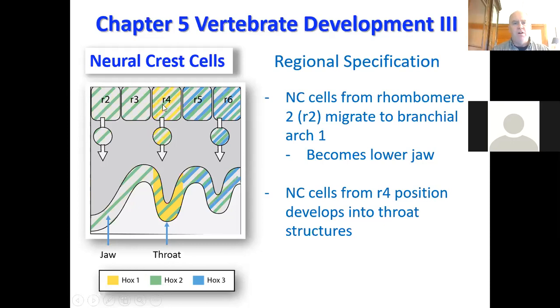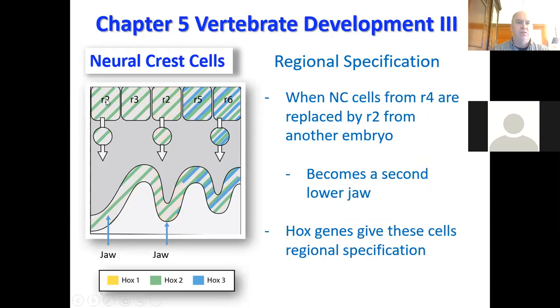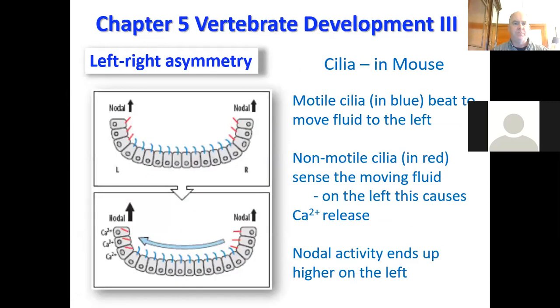But because there are 4, they will always be throat. So if we took this and put it down there, you'd end up with the throat further back. If you take number 2, which is supposed to be jaw, and put it in place of 4, you get 2 jaws instead of having the throat. So you do have this regional specification based on the Hox gene expression. That's all that's trying to say.